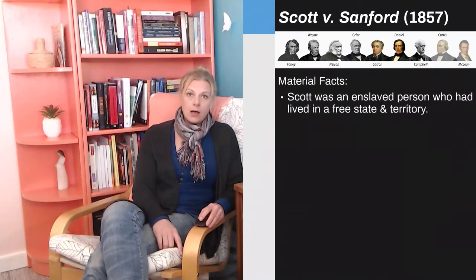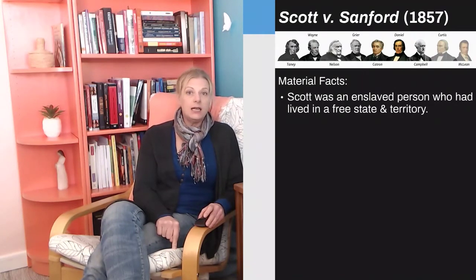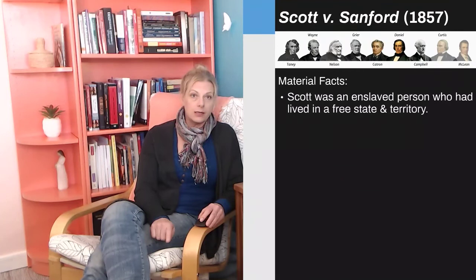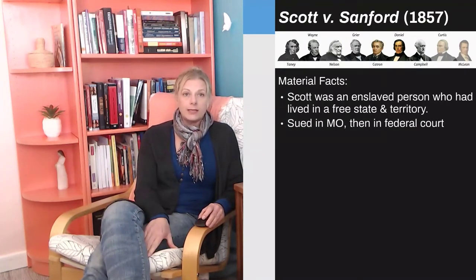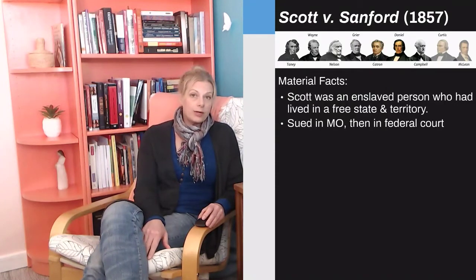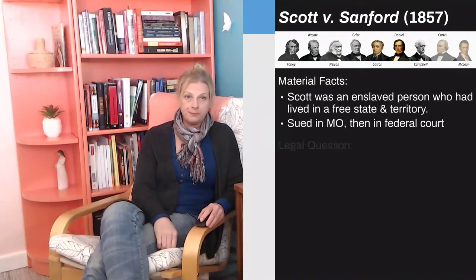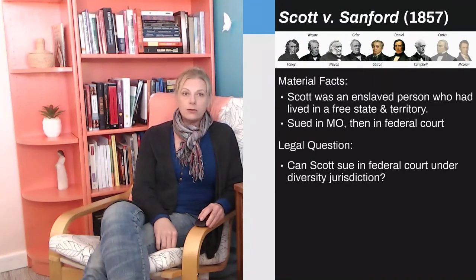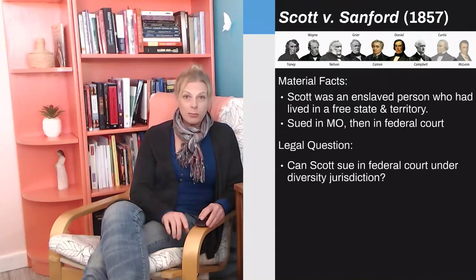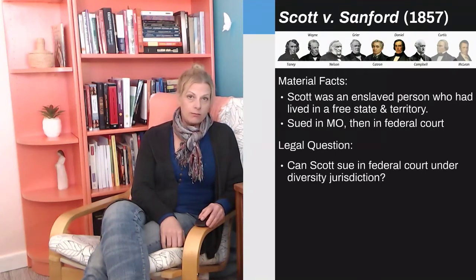So the material facts had to do with an enslaved person named Dred Scott, and he had lived in numerous different places, including in a free state and in a territory that the Missouri Compromise had specified would be a free state instead of a slave state. And so Dred Scott sued in Missouri, and Missouri said that it didn't have jurisdiction because he was not a citizen of the state. And then he moved so that he'd be able to sue in federal court under the diversity jurisdiction. And so the legal question here is whether Dred Scott can sue in federal court under the diversity jurisdiction. Now you'll notice that this is the only legal question that's really posed, even though the court decides to go much further than this.